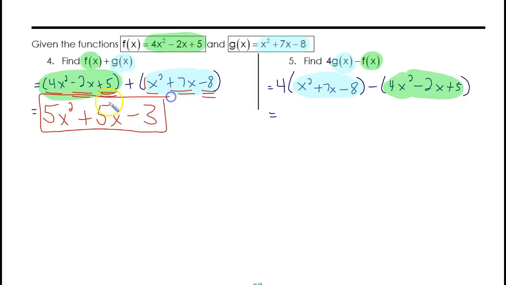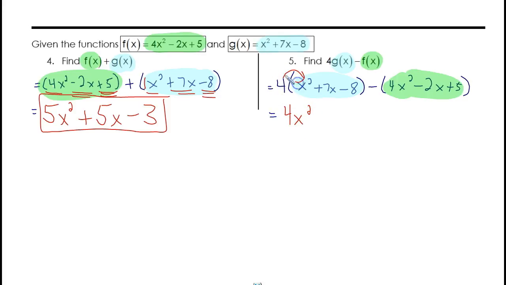We get our final answer, this quadratic trinomial of 5x squared plus 5x minus 3, when we combine f of x plus g of x. In question number 5, we're asked to multiply 4 times the g function and then subtract the f function. So we're going to multiply 4 first, that little coefficient in front of the g function, or that scale factor, whatever you want to call it, 4x squared.